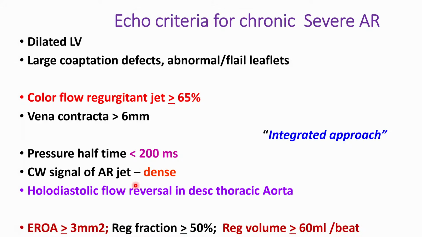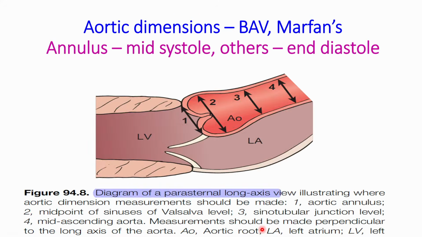So the criteria for severe chronic AR are: a dilated LV, non-coapting leaflets, color flow regurgitation jet more than 65% in parasternal long axis view, vena contracta of more than 6 mm, pressure half time less than 200 milliseconds, continuous Doppler showing dense signal, holodiastolic flow reversal in descending thoracic aorta, effective regurgitation orifice area more than 3 mm square, or regurgitation fraction more than 50%, or regurgitation volume more than 60 ml per beat. These suggest severe aortic regurgitation.